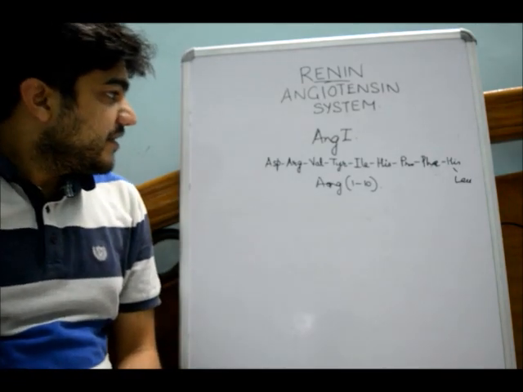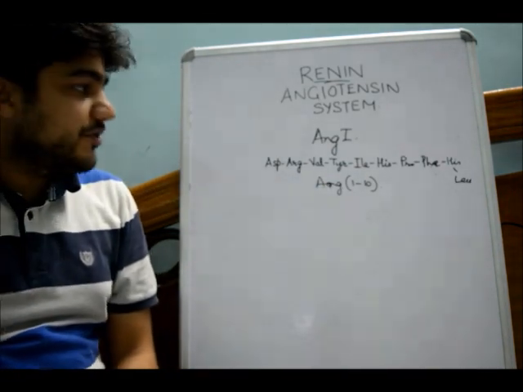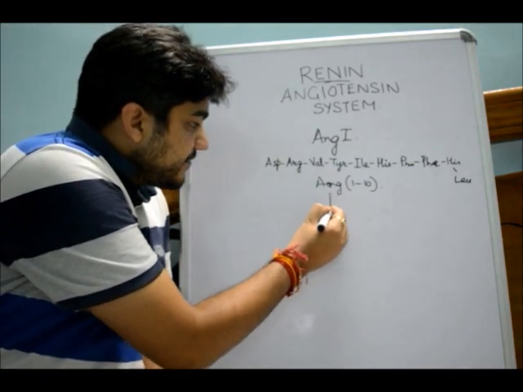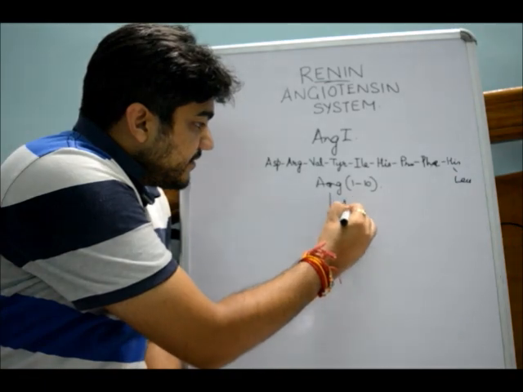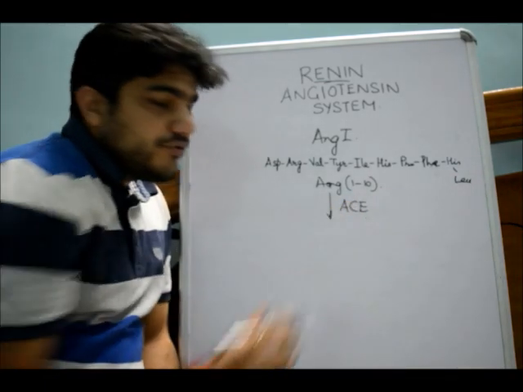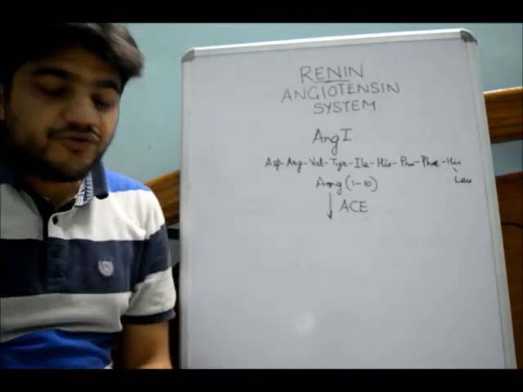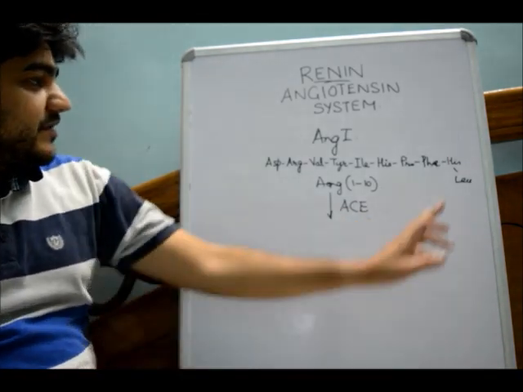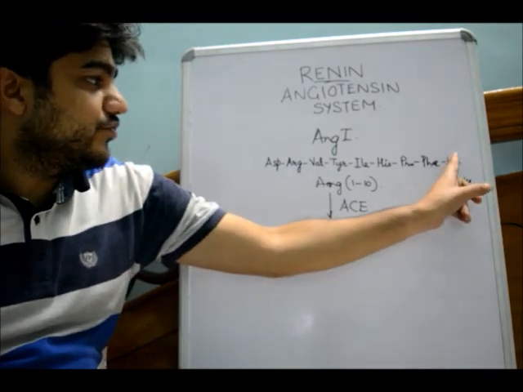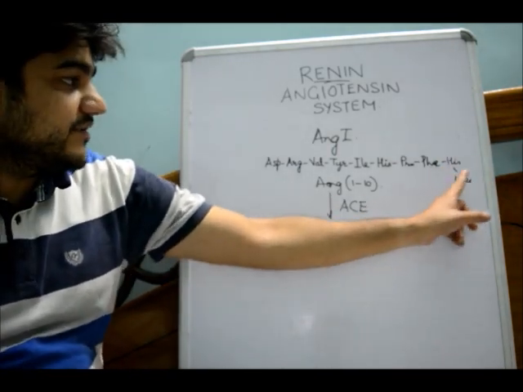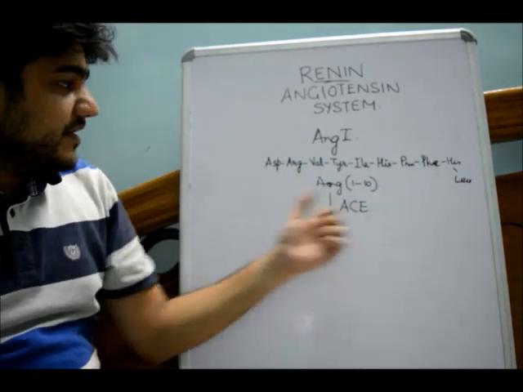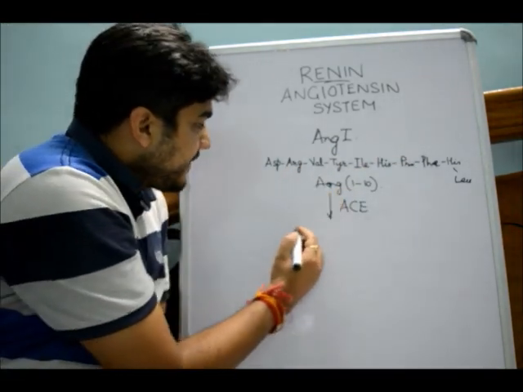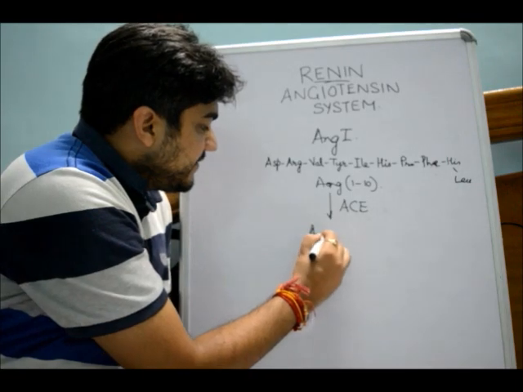Now this angiotensin 1 is acted upon by one enzyme called ACE, or angiotensin converting enzyme. So this ACE cleaves the last two amino acids from the sequence and forms what we call angiotensin 2.